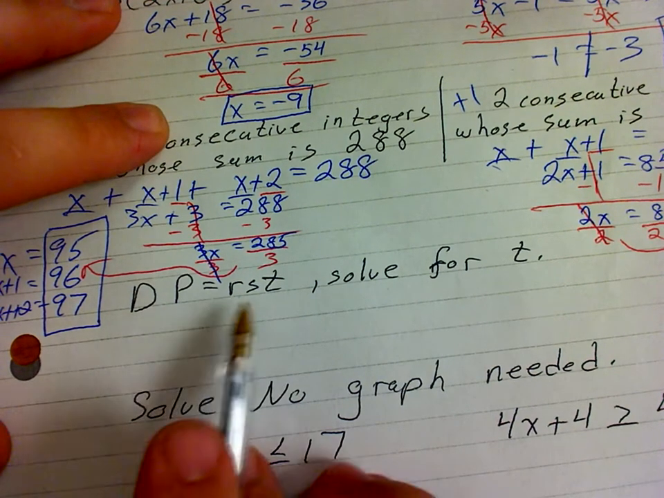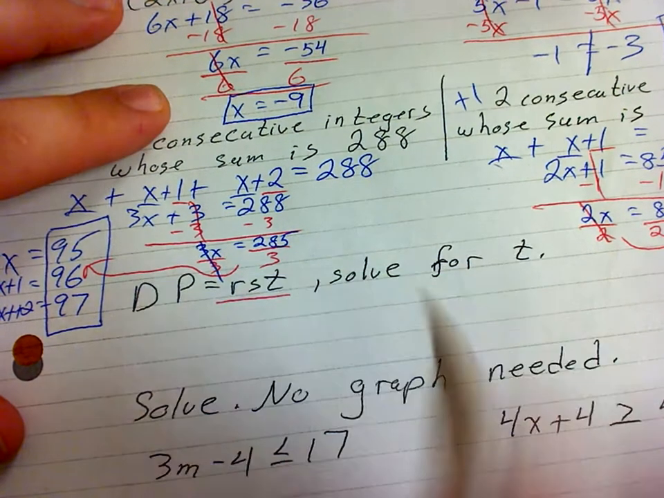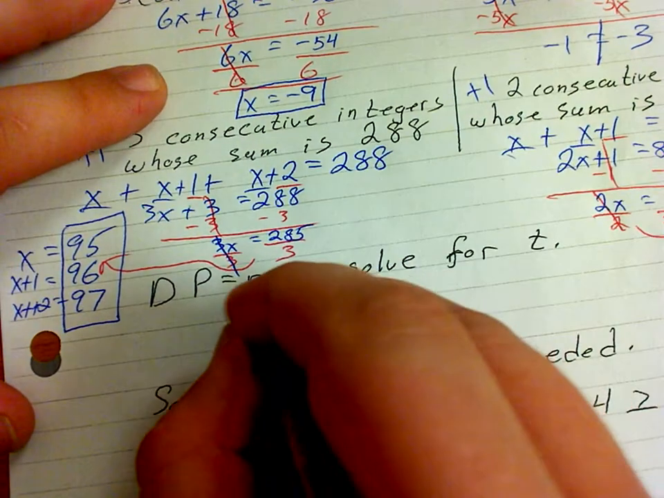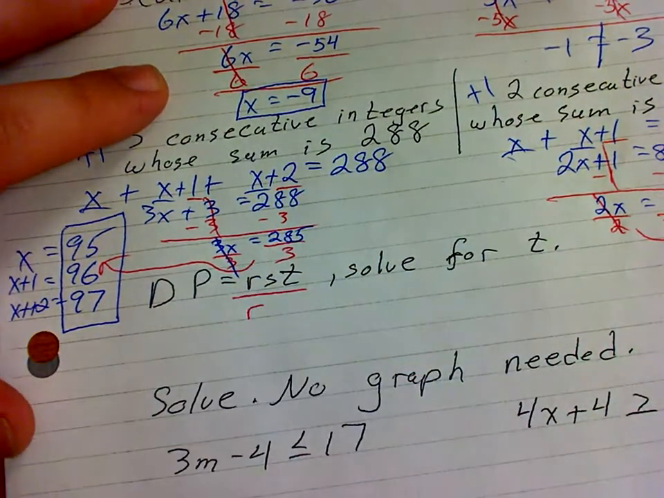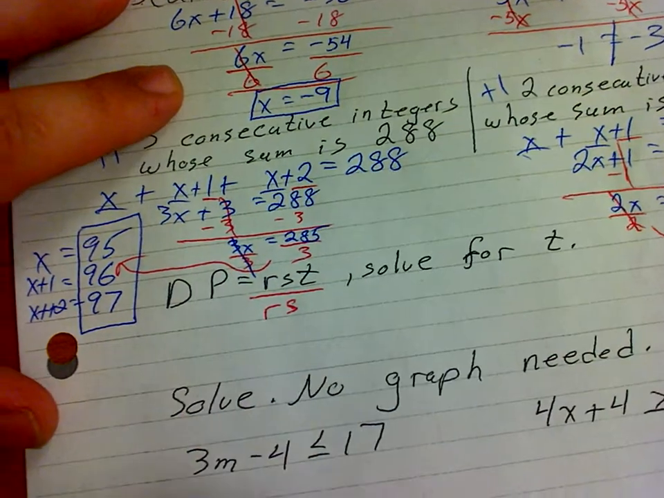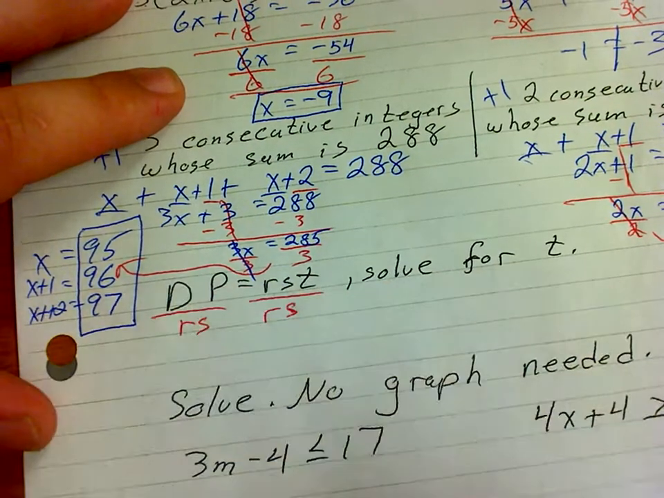So if we just treat both the r and the s like numbers, right now they're being multiplied by t. To get rid of multiplied by r, we're going to divide by r. To get rid of multiplied by s, we're going to divide by s. And what we do to one side of the equation, we have to do to the other.